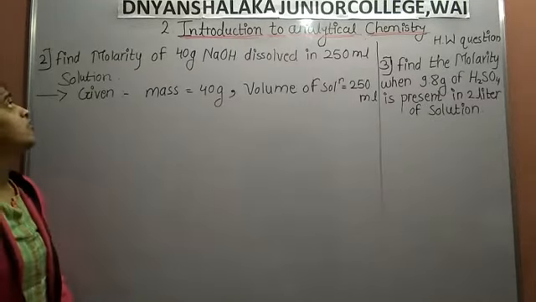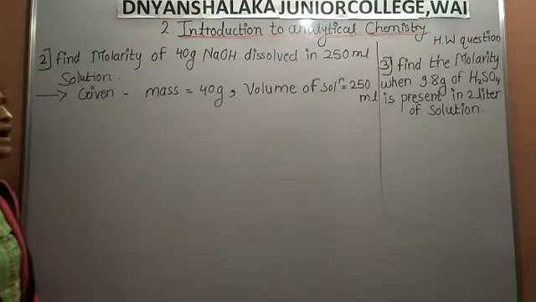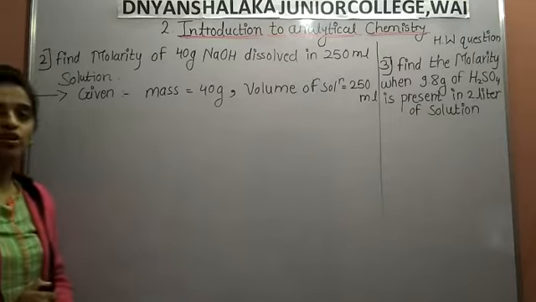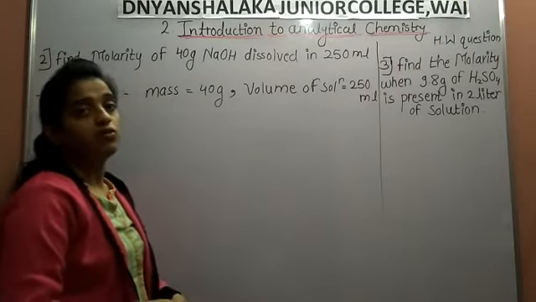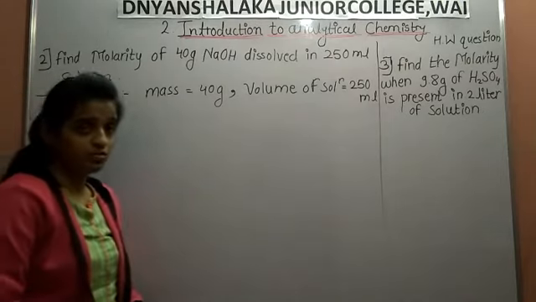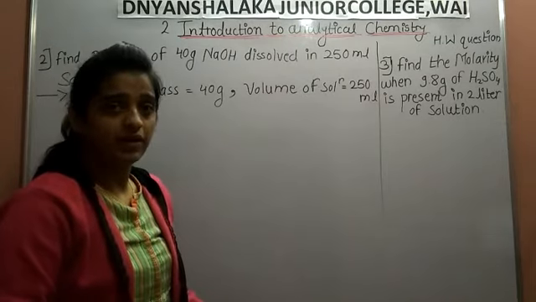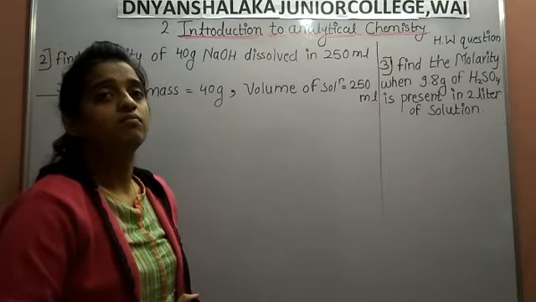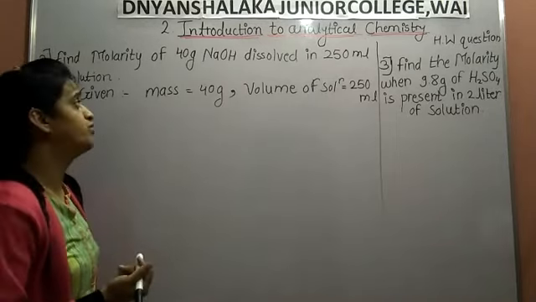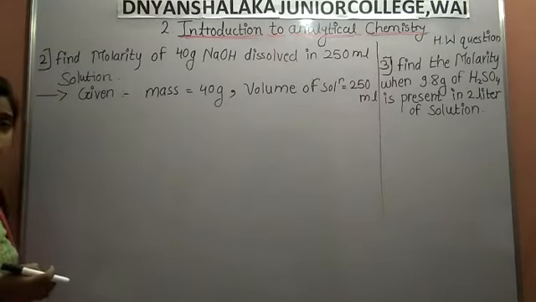So second question: find the molarity of 40 gram NaOH dissolved in 250 ml of solution. So we have to find the molarity of solution, and in this question we are given the mass of solute and also the volume of solution, which is 250 milliliter. So using the second formula we solve the example. But in this example we have to find the number of moles first, because we are given the mass of solute.